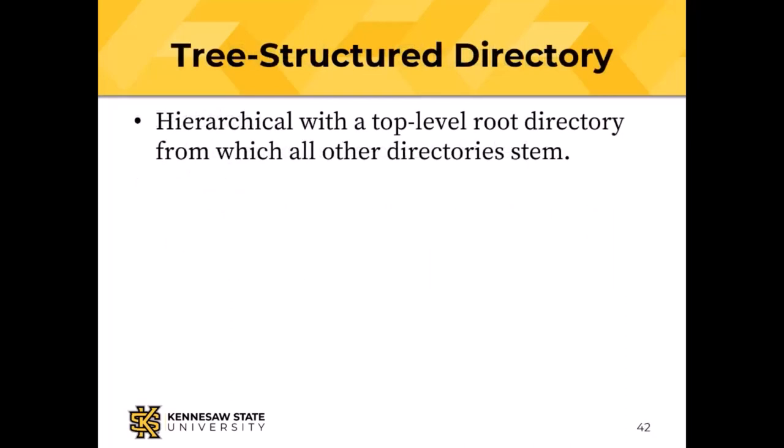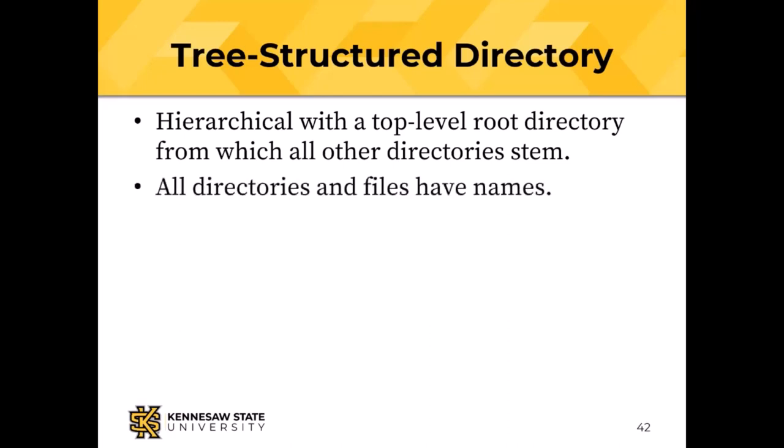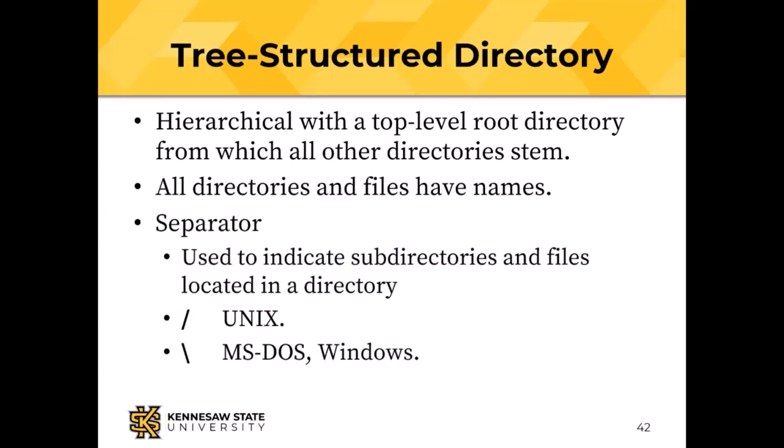The tree structured directory, which is the one we're all used to, is hierarchical with a top level directory, and all other directories flow from that. All the directories and all the files have names. We use a separator for typing a path. It is the forward slash in Unix, the backward slash in Windows and Microsoft's disk operating system, which is where it came from.